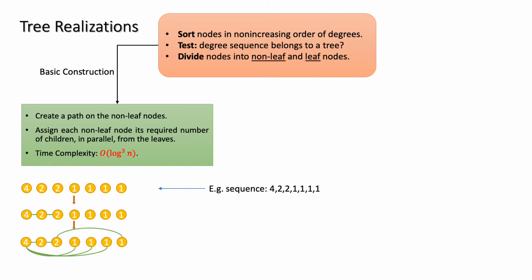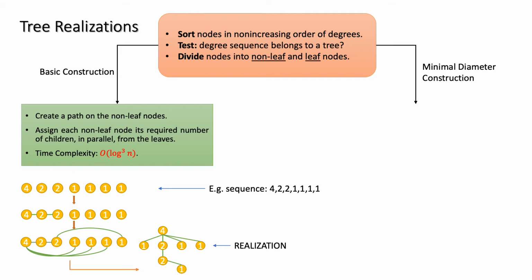Now, 4 needs 3 children, which it takes from the leaves. The first 2 doesn't need any more children, and the second 2 needs 1 more child. We conclude with the following realization. The connections can be done in parallel using the aggregation and multicast primitive.